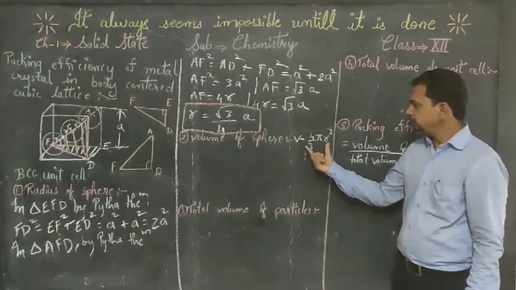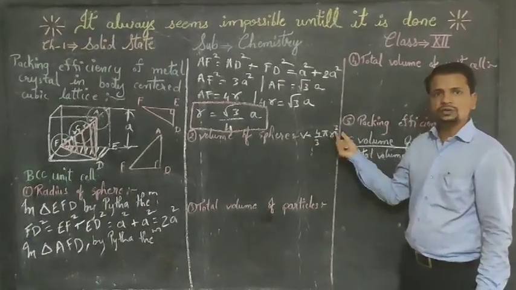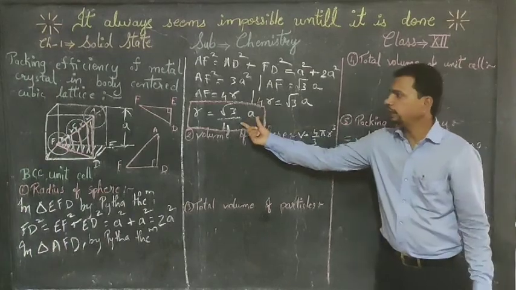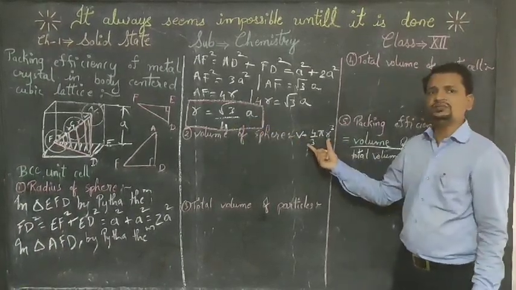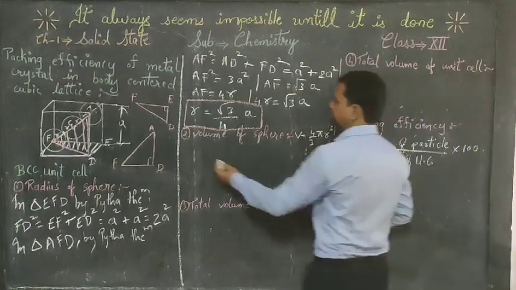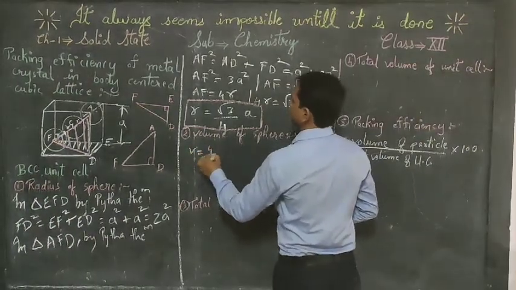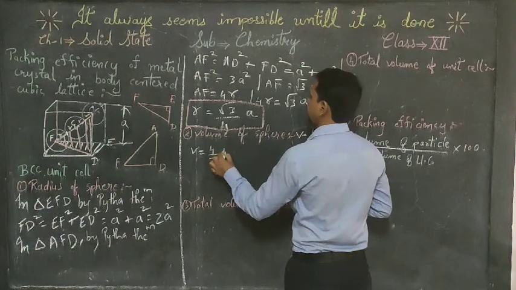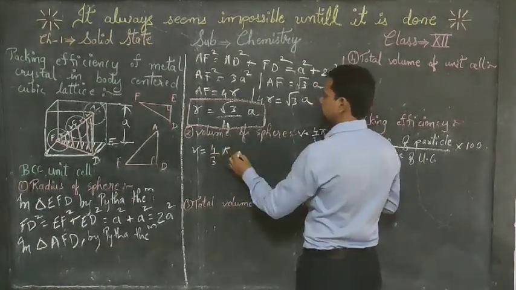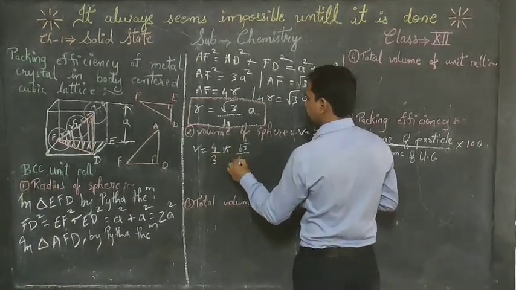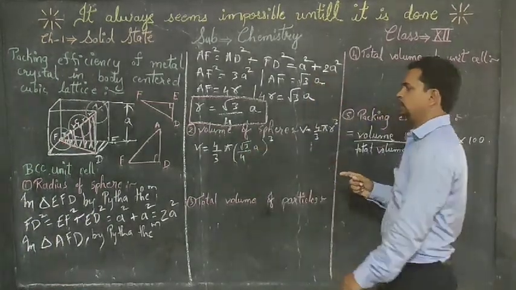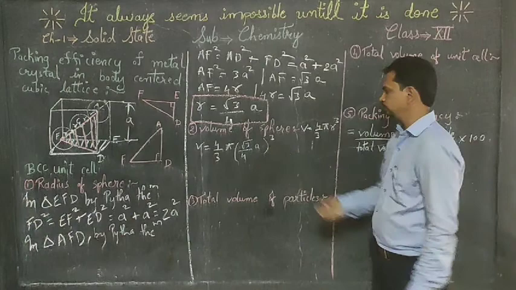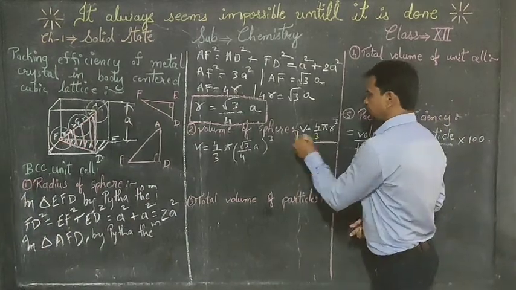Now in this sphere we know the value of r. Value of r we have found out over here. So we put this value of r in this formula of volume. So it will become V is equal to 4 by 3 pi as it is, value of r is root 3 upon 4a, whole cube. Now what we will do? Expand this cube.